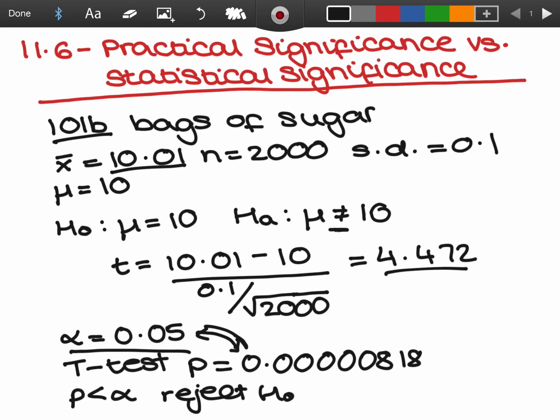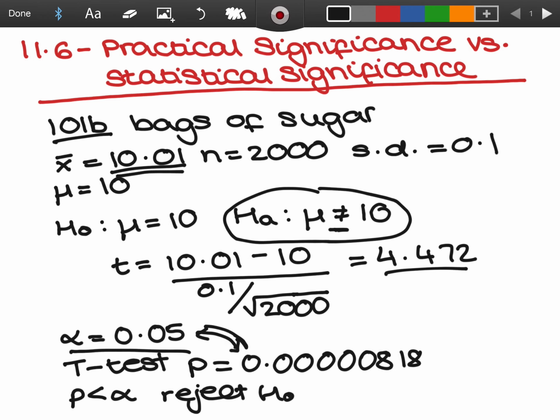We could definitely determine that we're going to reject that null hypothesis, which suggests that the mean is no longer 10 pounds. Well, that sample only had a mean of 10.01. That's hardly any difference. So even though this test is statistically significant, it is not practically significant.